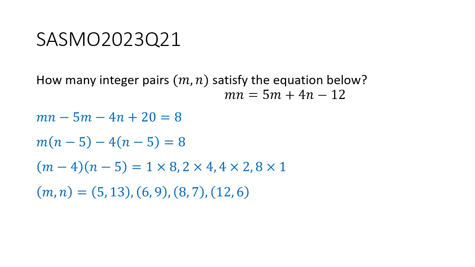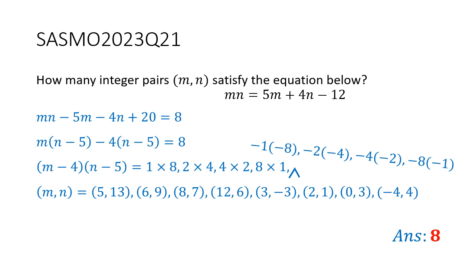But is that the final answer? Well, it turns out that integers can also be negative numbers. So don't forget that it could also be negative 1 times negative 8, negative 2 times negative 4, and so on. So we'll have 4 more integer pairs that satisfy this equation. So the final answer is 8.